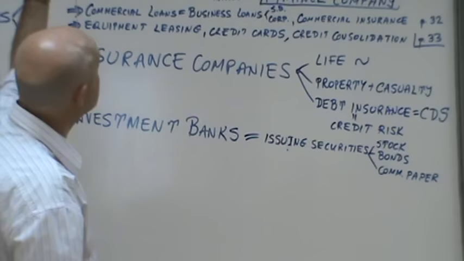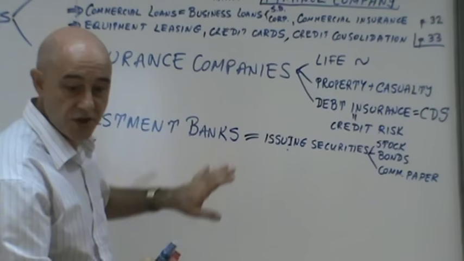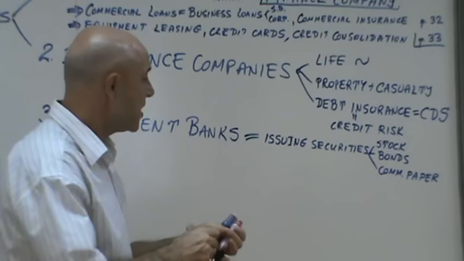Okay? That's what this chapter is. This chapter is about financial institutions, markets, and instruments. Today I'm focusing on the institutions. All right, so investment banks do issue securities. What else do they do?